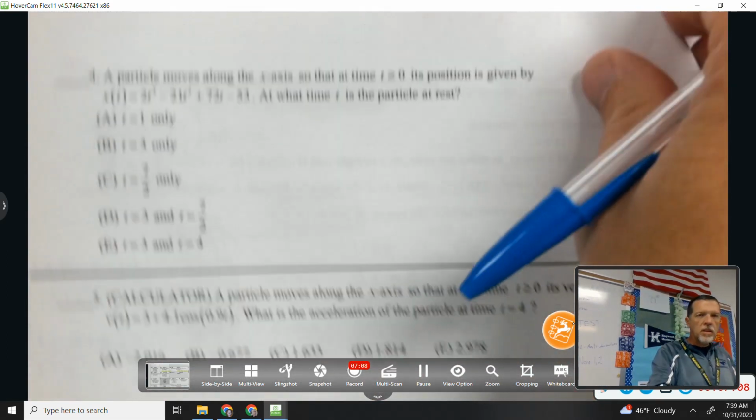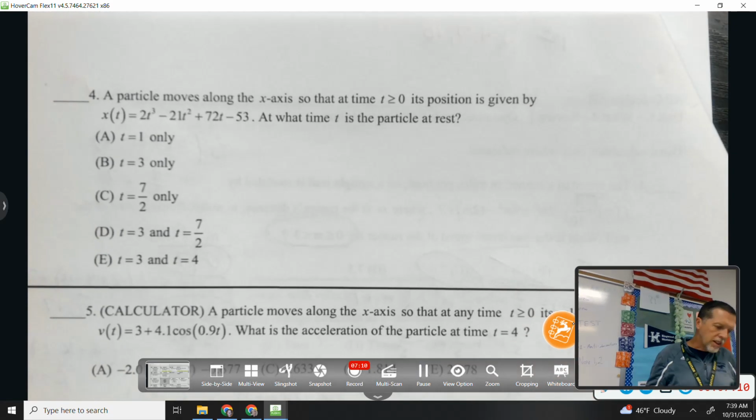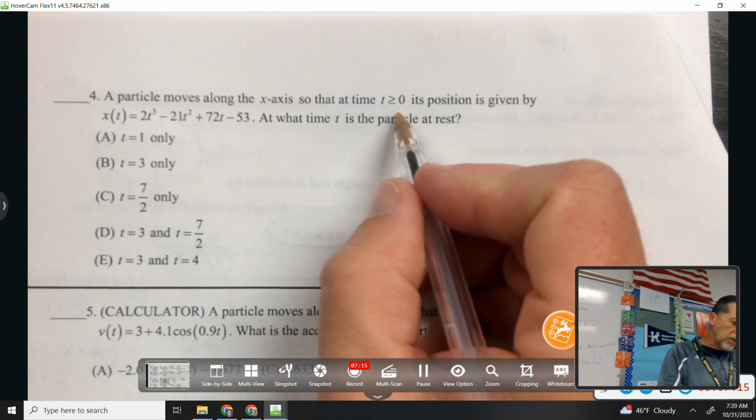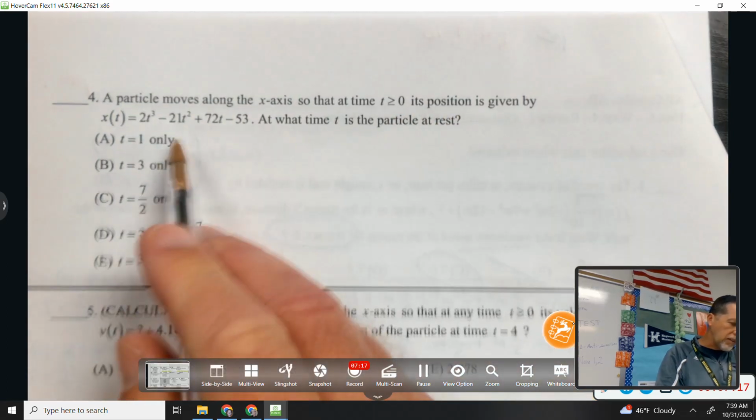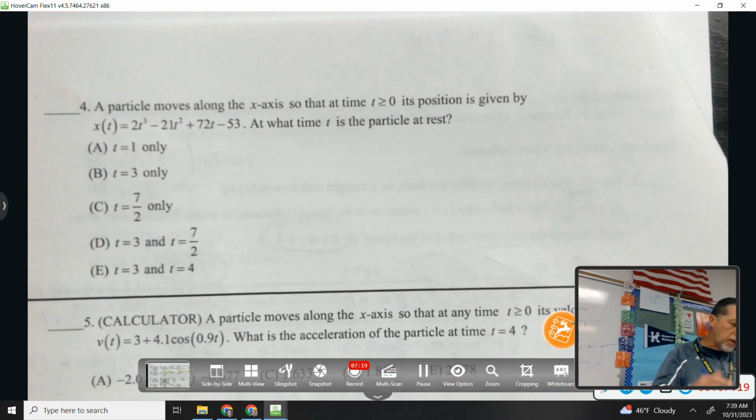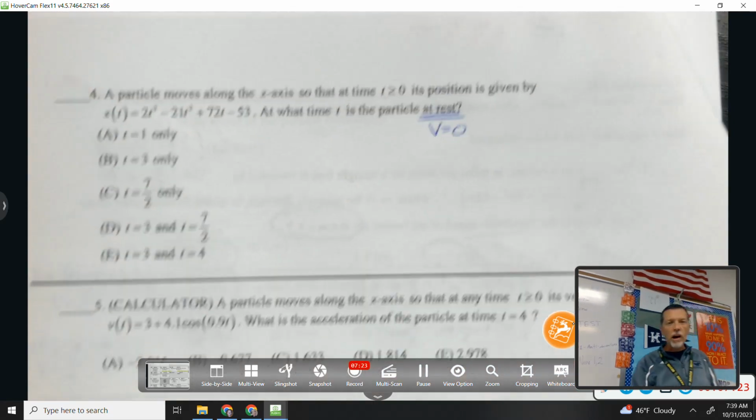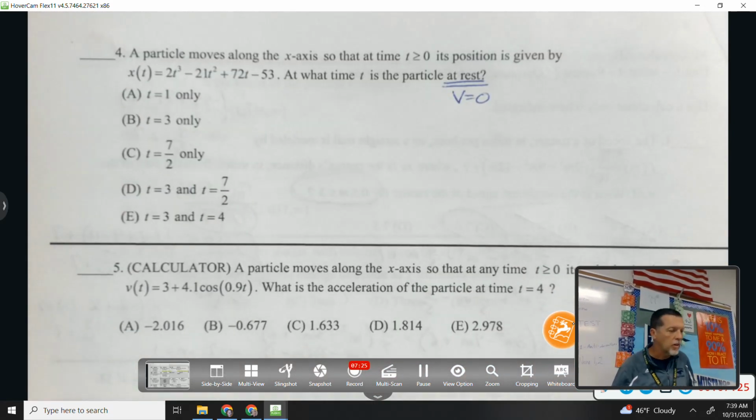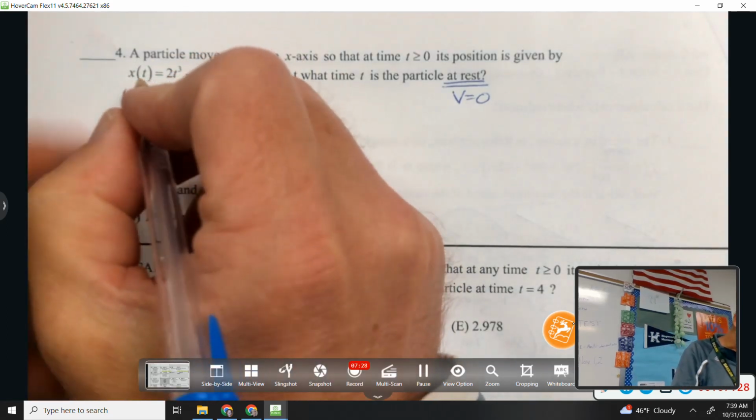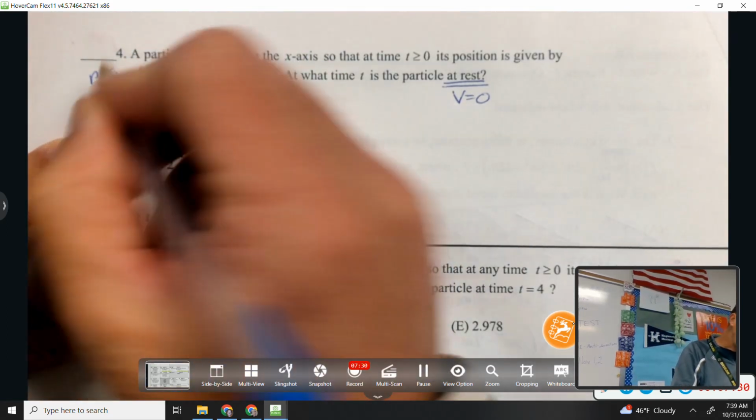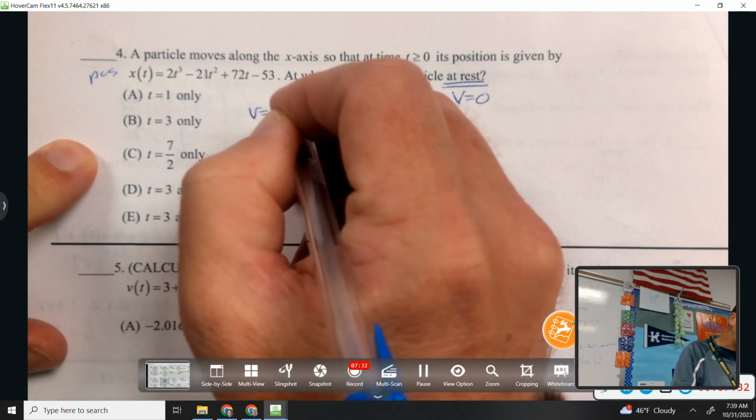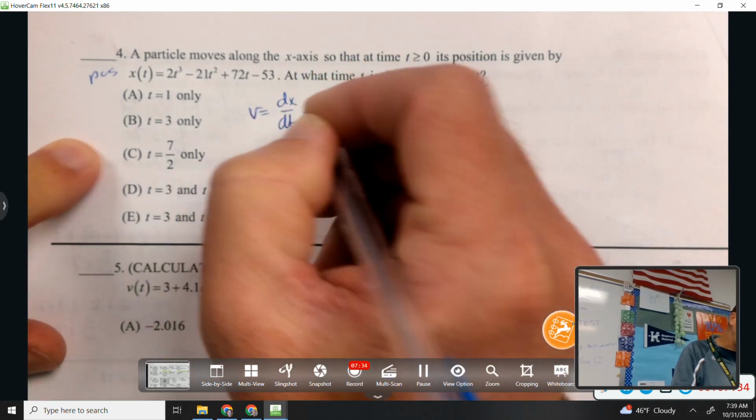All right, number 4. A particle moves along the x-axis so that at time t greater than 0, its position is given by this thing. At what time is the particle at rest? Okay, calculus talk for velocity equals 0. This is the position, though, and velocity is the derivative of position.